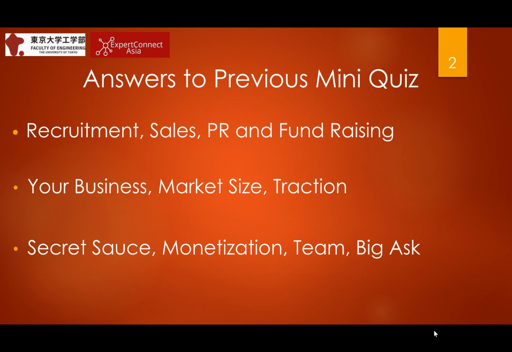Next, the answers to question 2. What are 3 things that you have to include in a 30 seconds pitch? They are your business, market size, and traction. Lastly, the answers to question 3. What are 4 additional things that you have to include in a 3-minute pitch? They are secret sauce, monetization, the team, and your big ask.